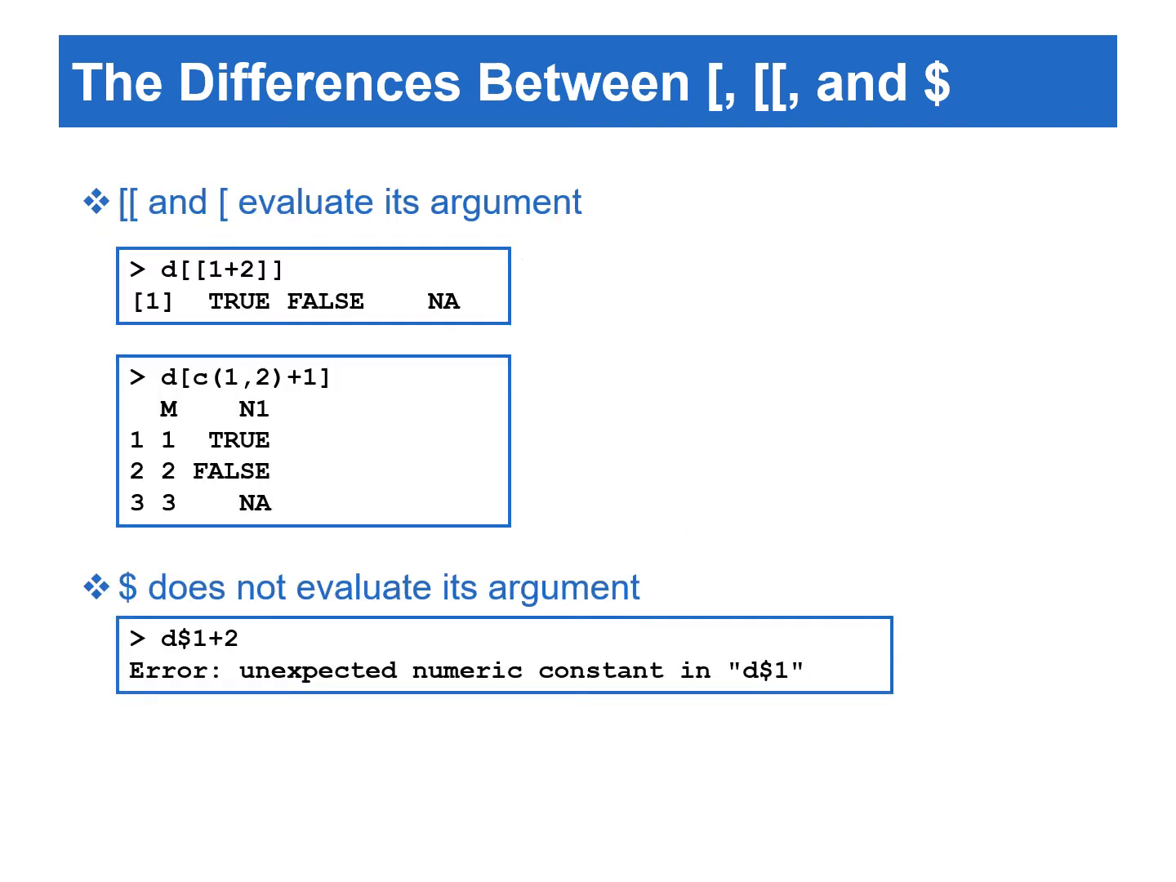Another difference among these operators is that single or double brackets can evaluate its argument, while the $ sign operator does not. In the first example, we enclose 1 plus 2 within the double square bracket. Since 1 plus 2 equals 3, the first command selects the third column of D. In the second example, we enclose an arithmetic operation within the single square bracket to select the second and the third columns of D.